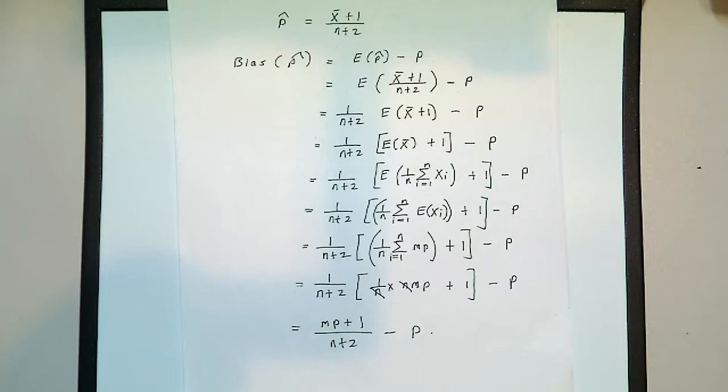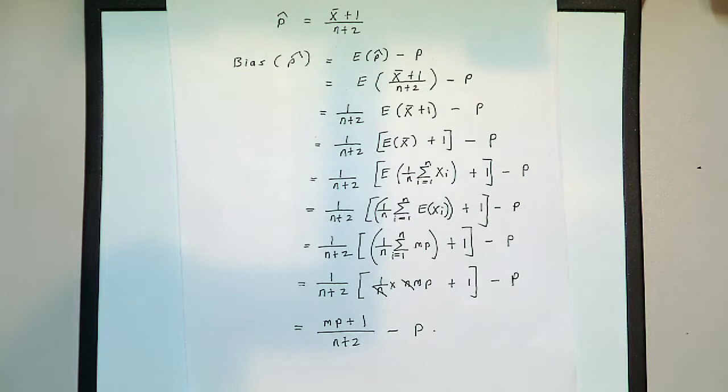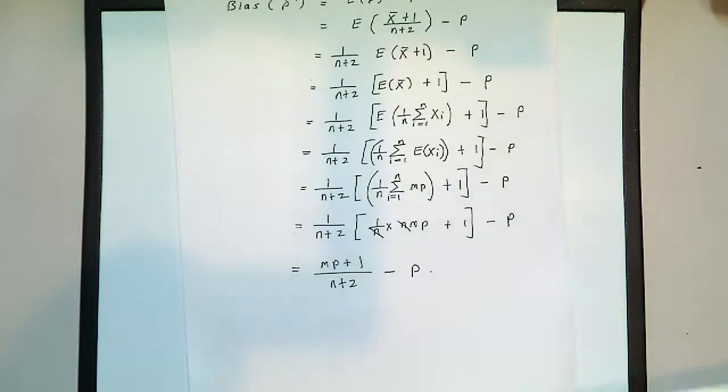You have to be a little careful, because the sample mean is with respect to n, and m is the parameter of the binomial. So they're two different things. You have to be a little careful when you take the expectation, right? Okay. So that's the bias.